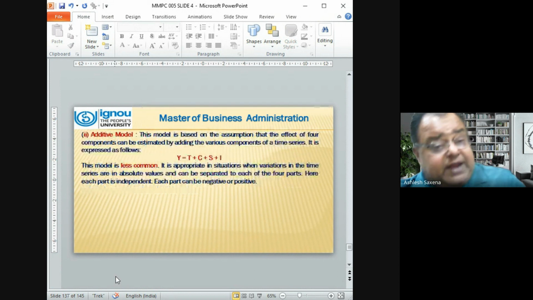And the second one is the additive model. That means you have to add. This model is less common. It is appropriate in situations where variations in the time series are in absolute values and can be separated into each of the four parts. Here, each part is independent. Each part can be negative or positive.